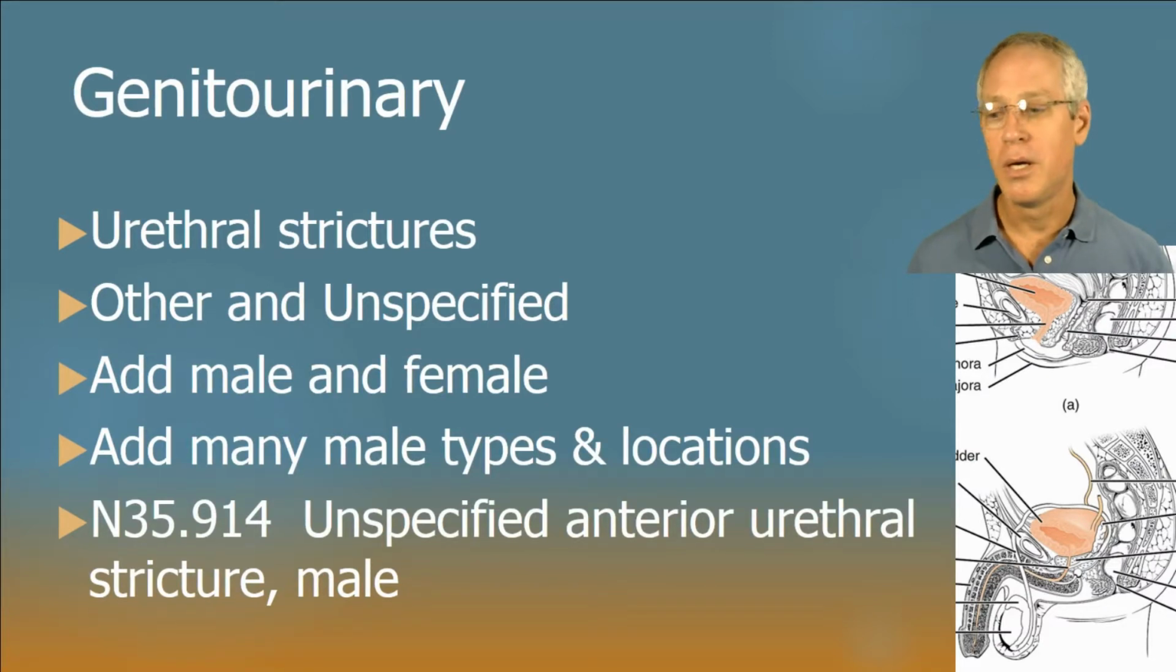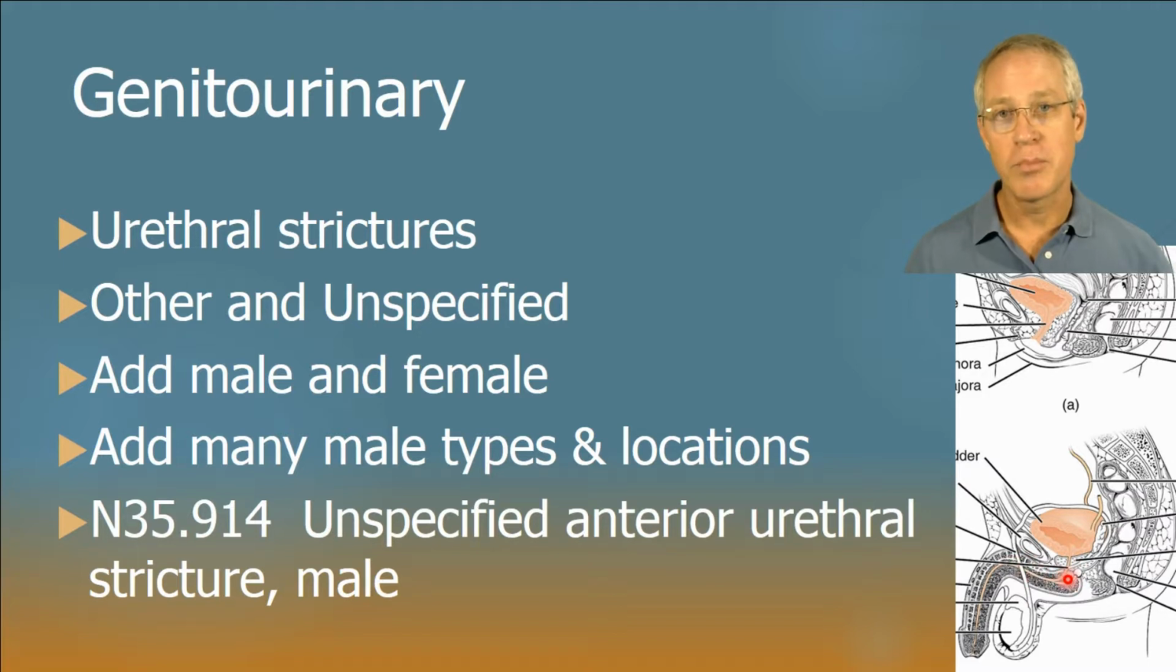Genitourinary system, mostly to do with urethral strictures, and mostly the other and unspecified types. So previously we've had very good code choices for post-traumatic and post-infective as far as the location of the male urethra, because the male urethra is much longer than the female. You see right here. So the reconstruction or dilation of the anterior urethra is much different than the posterior.